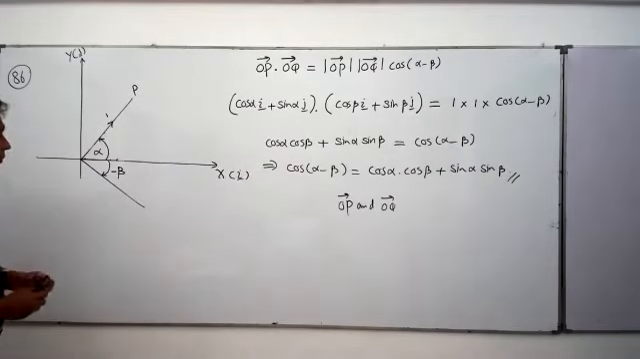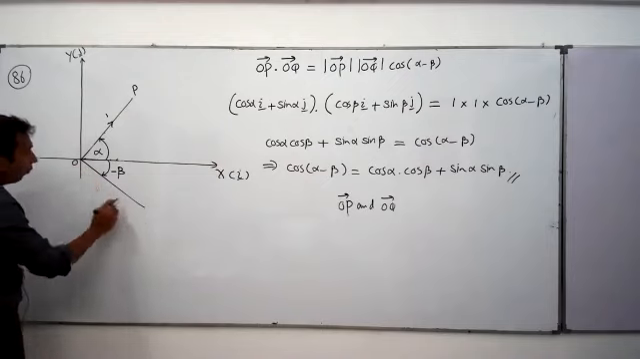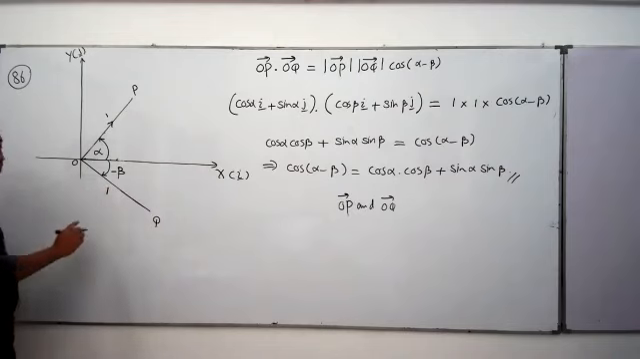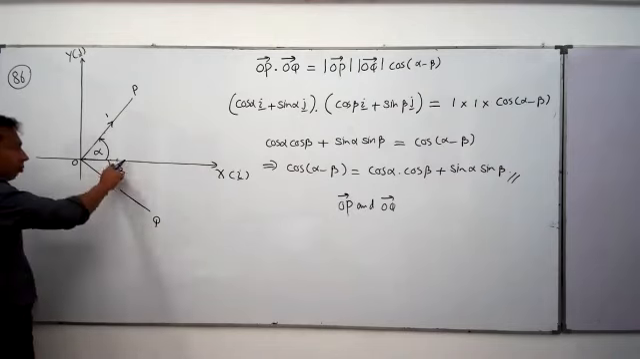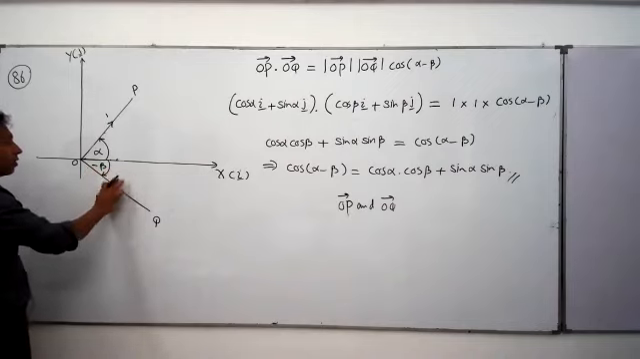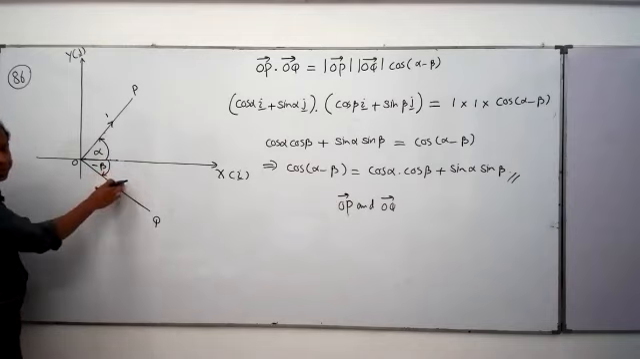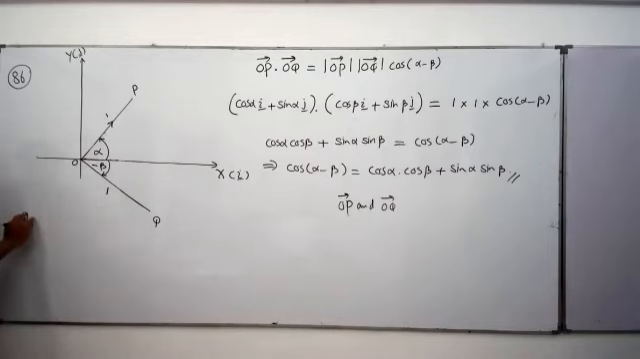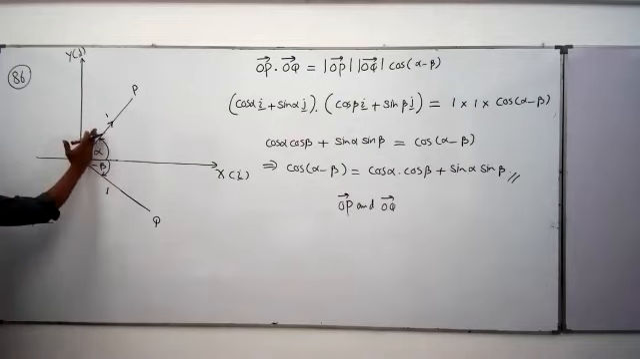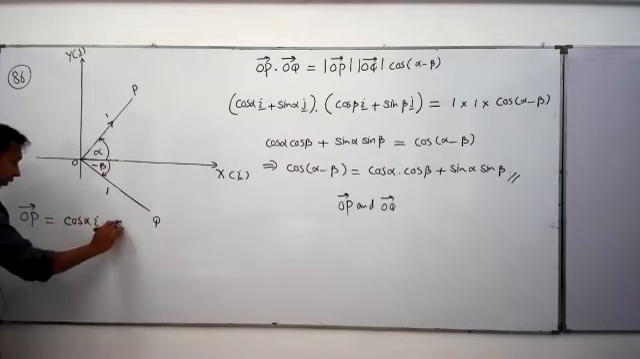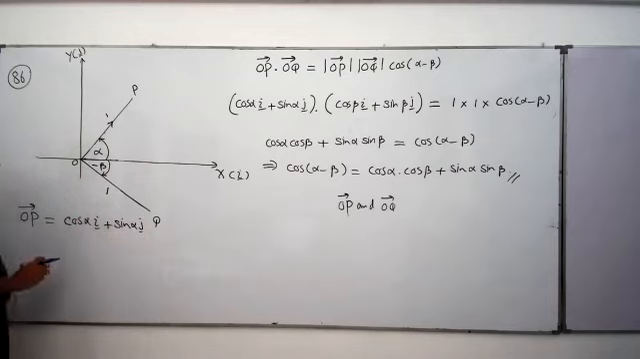Then this is O, this is Q, this also a unit vector. That means the length of OQ is 1. This angle is minus beta now. The reason is, people, this angle has been measured starting from the x-axis to the clockwise. Then this time the OP unit vector is still the same vector as before. What is that? i cos alpha plus j sin alpha.